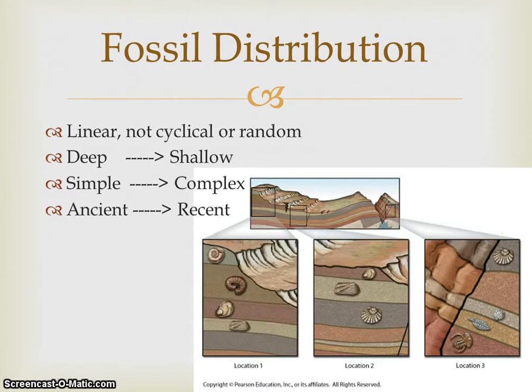All it would take to disprove current evolutionary theory is to find a horse fossil in the same rock layer with a dinosaur fossil, or a modern bird fossil in the same rock layer as an ancient extinct fish fossil.